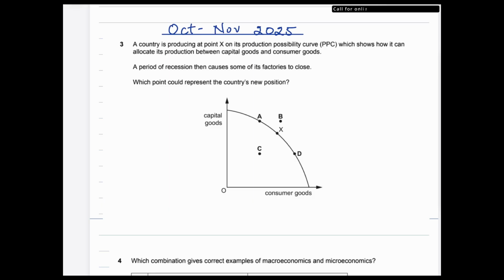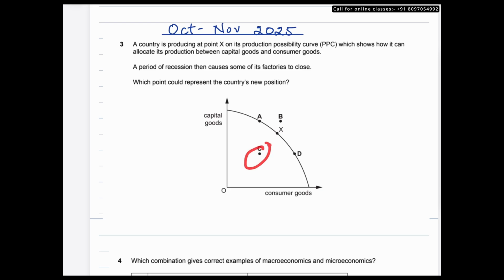Alright, this is question number 3 and it reads, a country is producing at point X on its production possibility curve, PPC, which is this, which shows how it can allocate its production between capital and consumer goods. A period of recession then causes some of its factories to close. Which point could represent the country's new position? And we have 4 points on the diagram, which is A, B, C and D, and X point, which is this, is already on the curve.